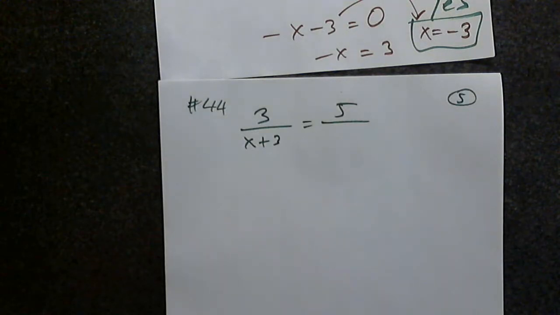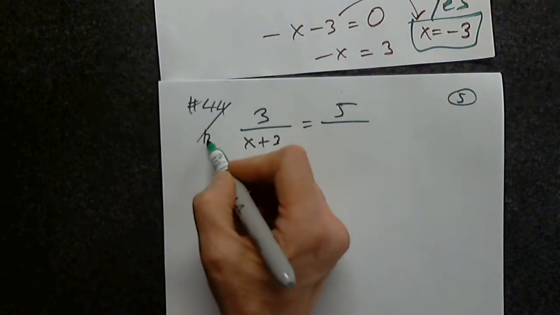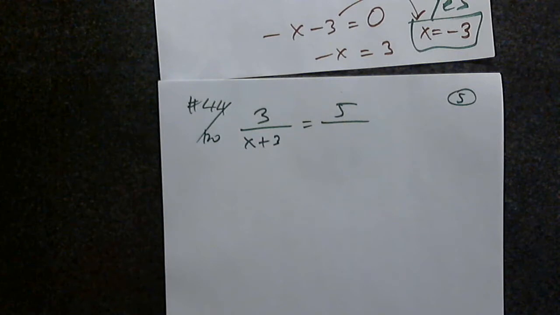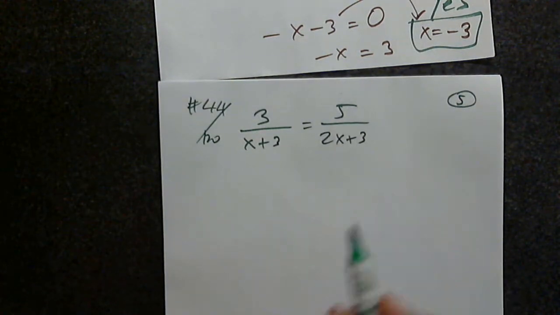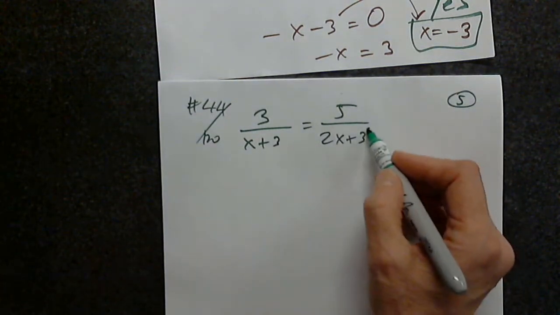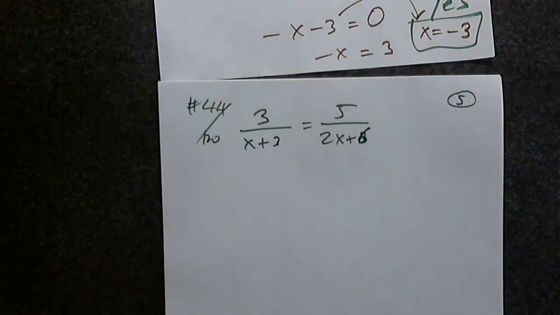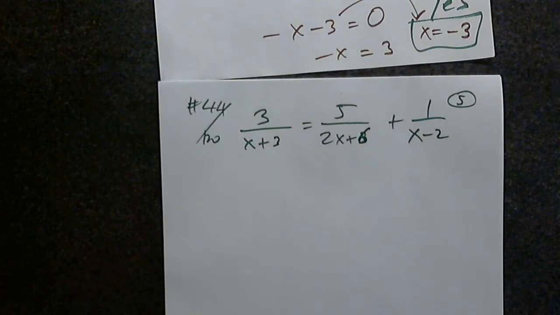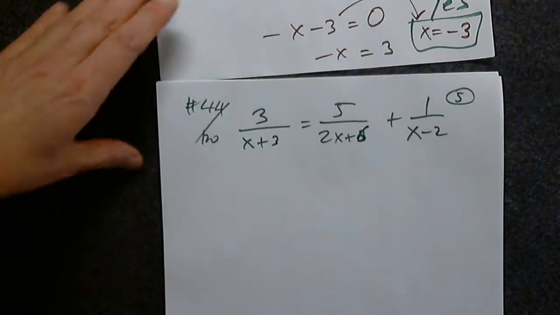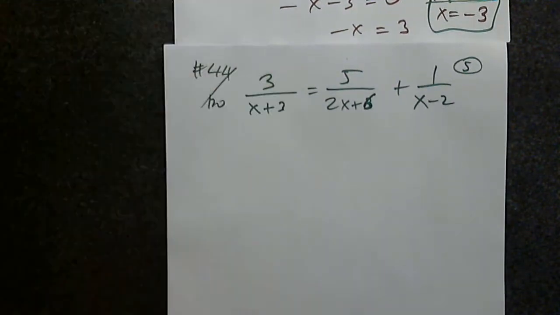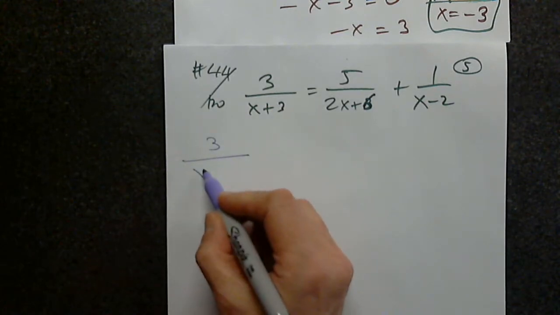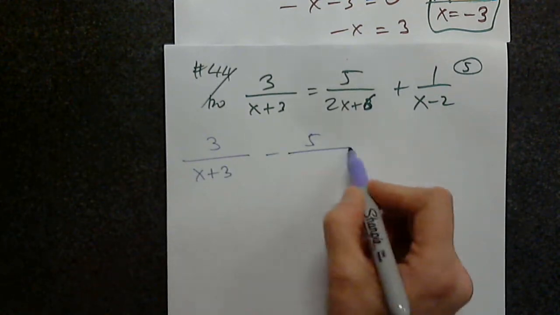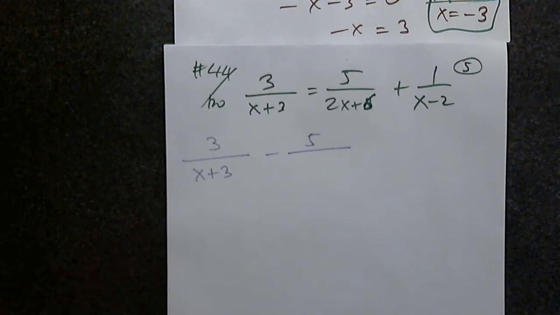I will write it right now so I don't forget. 2x plus 3. No, it's 2x plus 6. Sorry. And then plus 1 over x minus 2. In case you agree with my method, you do not have to. But in case you agree with my method, you will write this: 3 over x plus 3 minus 5 over... How do I factor 2x plus 6?